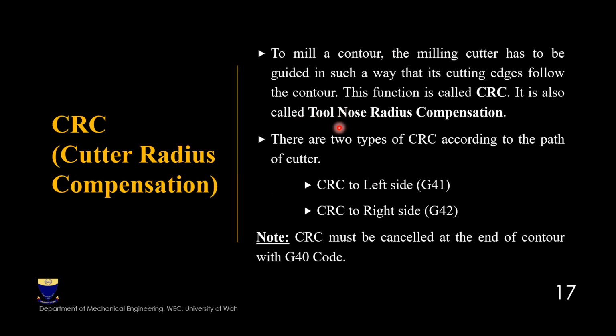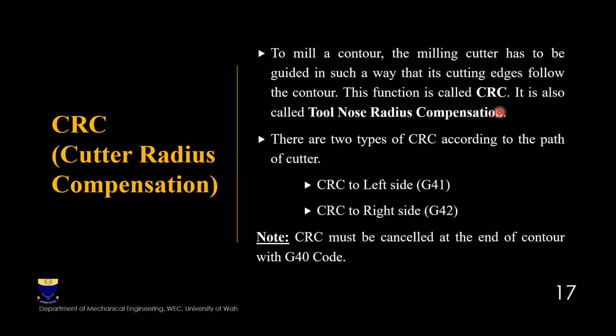CRC, cutter radius compensation. To mill a contour, the mill cutter has to be guided in such a way that its cutting edges follow the contour. This function is called CRC. It is also called tool nose radius compensation. There are two types of CRC according to the path of the cutter.